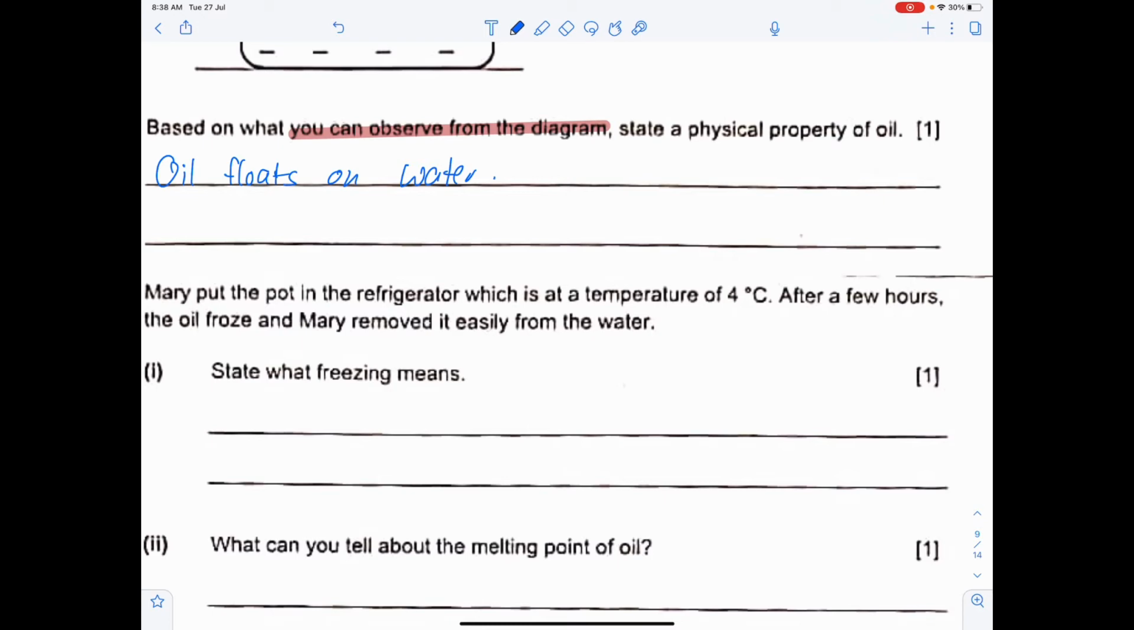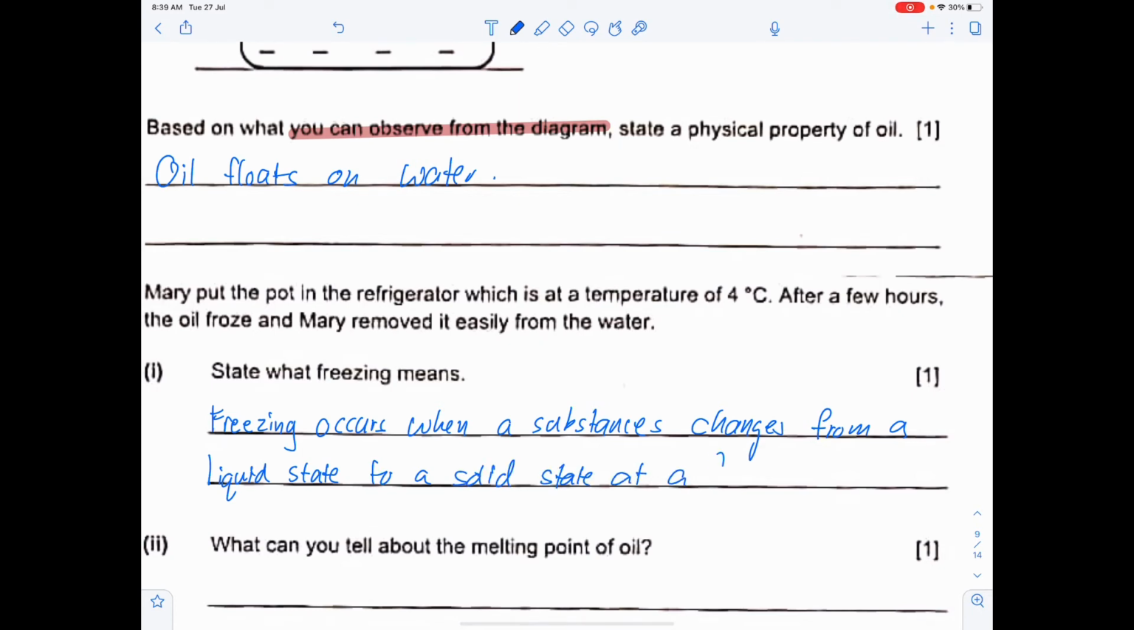Okay? So the answer for this is freezing occurs when a substance changes from a liquid state to a solid state at a fixed temperature. Okay, a lot of you missed out the fixed temperature. That's actually very important.